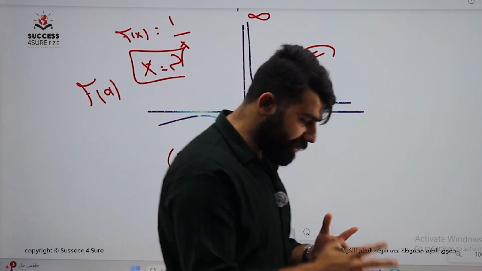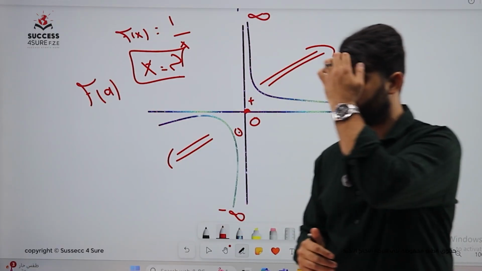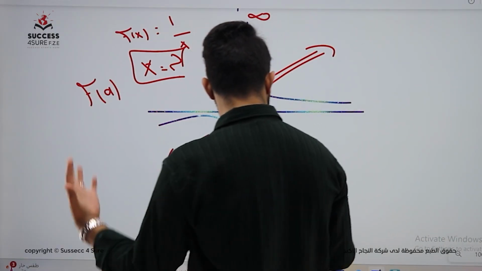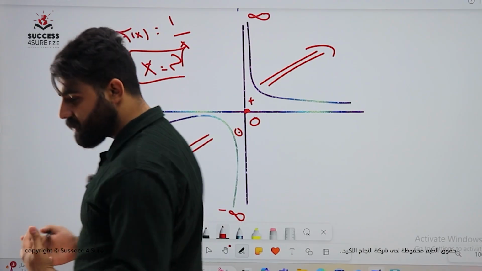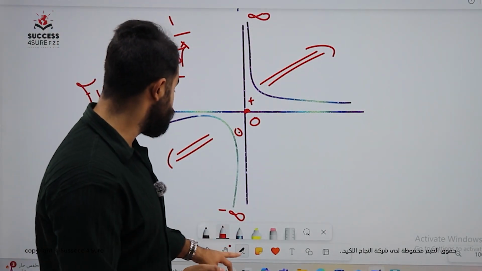Now, to understand continuity and discontinuity, you have to know that there are 3 conditions which make the function continuous.